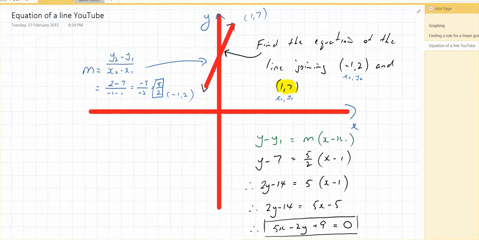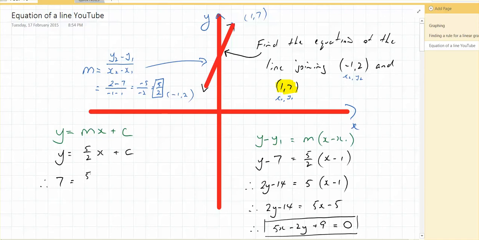I have another option, and this is one that you might like to use, and that is using the old trusty y equals mx plus c, using the same value obviously for m, because we are after the equation of this line here. So y equals m is 5 over 2, as we established earlier, x plus c. Now we need to find out what c is, and we will do that by putting in a point x, y that we know lies on the line. Now that could be 1, 7, could be -1, 2. Let's use 1, 7 because both those coordinates are positive. And in doing so, we will find out what the value of c is.